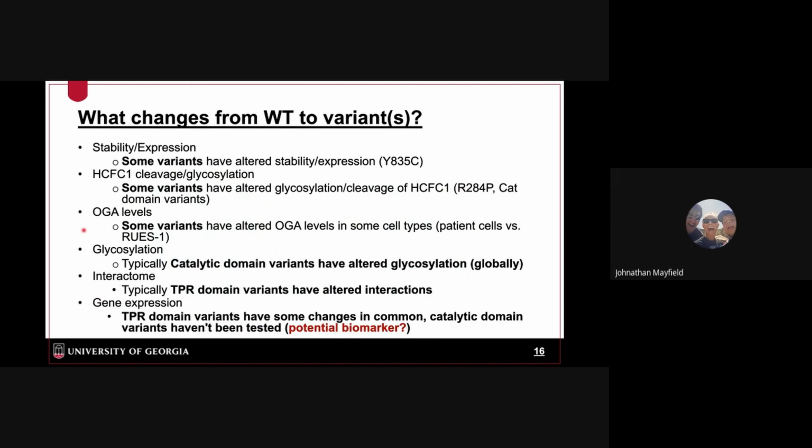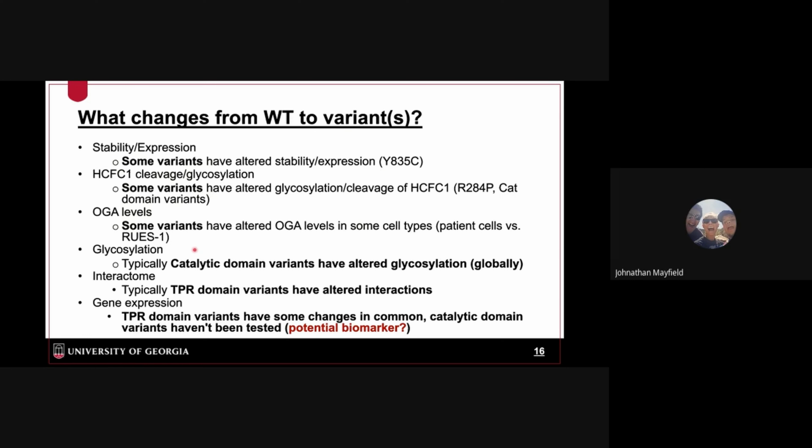So before we move into what we plan to do in the lab, I want to summarize what we know so far in terms of what changes we're seeing with our OGT-XLID variants. First, some variants have altered stability or expression, like we saw with the Y835C. Some variants have altered glycosylation and altered ability to cleave the HCF1 protein. Some variants have altered OGA levels in some cell types.